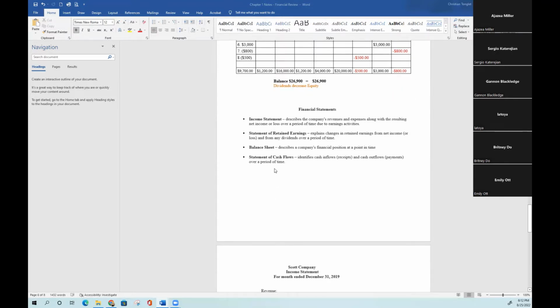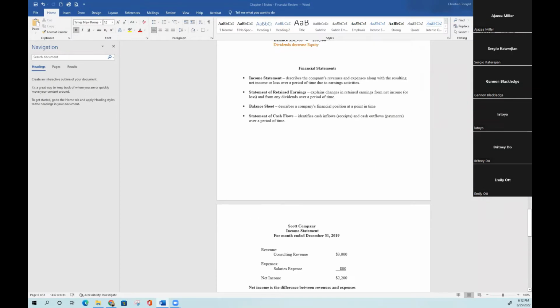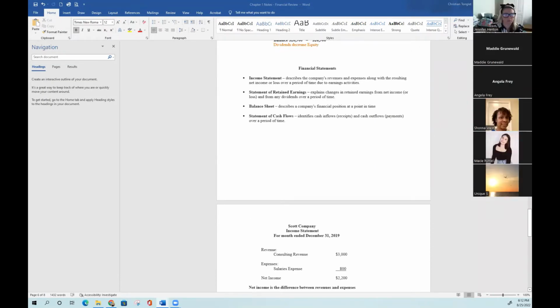And then the statement of cash flows. The statement of cash flows is exactly what it says. It's how did you spend the cash? What money came in, what money went out. It shows three categories: was it from operating, was it from financing, or was it from investments? The statement of cash flows is going to give you all of that information.